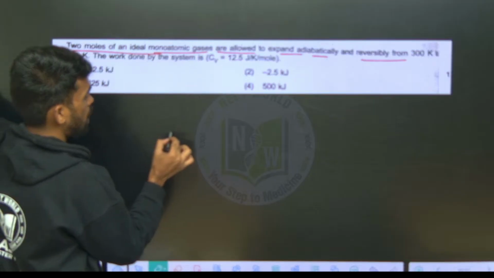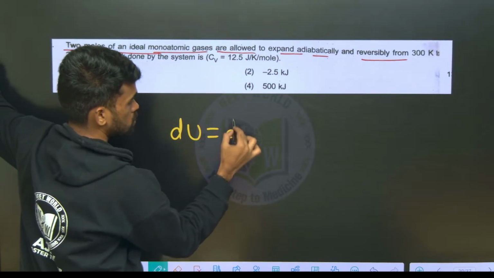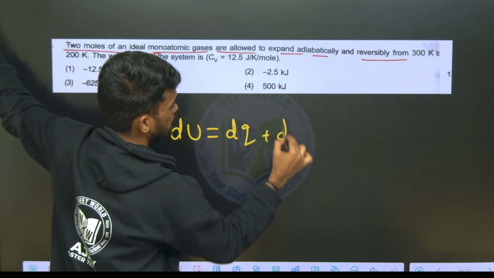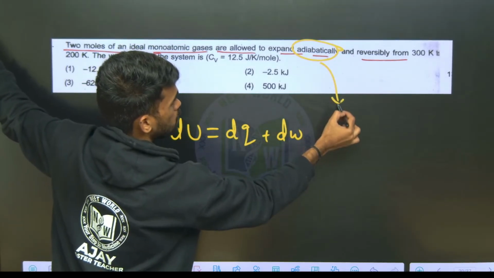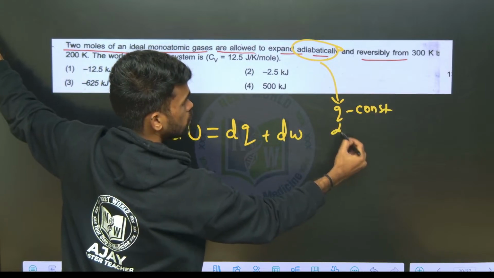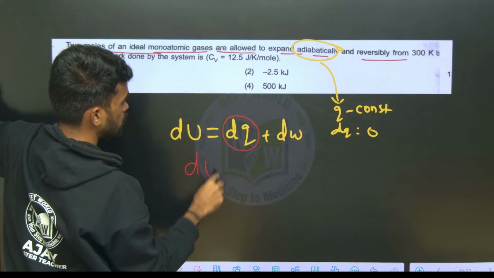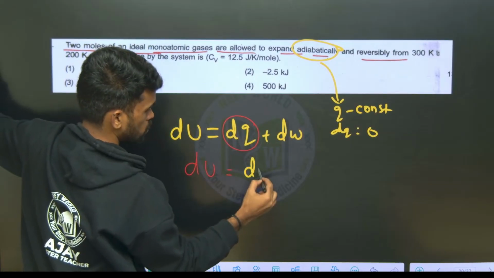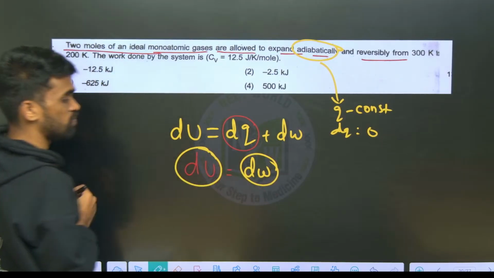Again, we have the first law of thermodynamics. What is that? dU equals dq plus dw, we can write. But this is an adiabatic process now. So in an adiabatic process, there is no exchange of heat, so dq will be 0. So this term will be 0, so that dU equals dw. So whatever the work done, that is by utilizing the internal energy of the system.